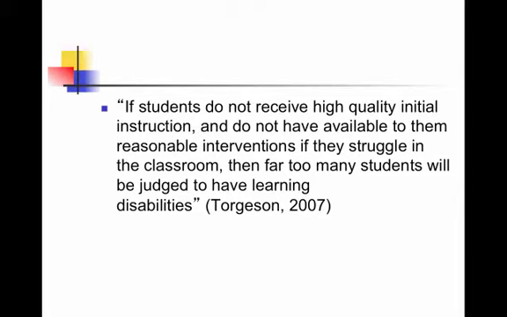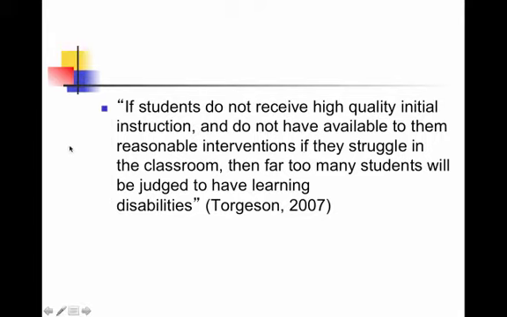RTI is part of the 2004 reauthorization of the Individuals with Disabilities Education Act. It is based on the theory that some struggling readers have not had sufficient opportunities for learning. And the legislation itself is designed to give students multiple opportunities to learn before referring them for special education testing.